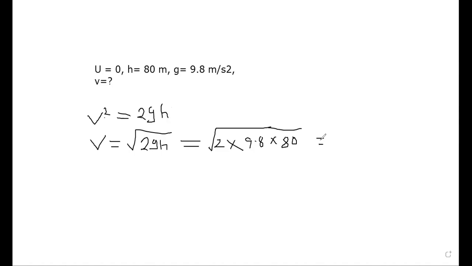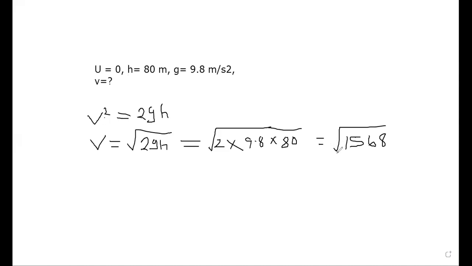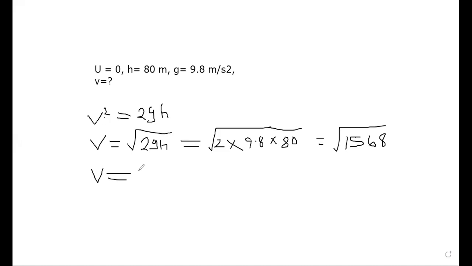Okay, so when we simplify this expression, we would have square root of 1568, and if we find the square root of 1568, this will give us 39.60 meters per second. Okay, so let's go to the next question.